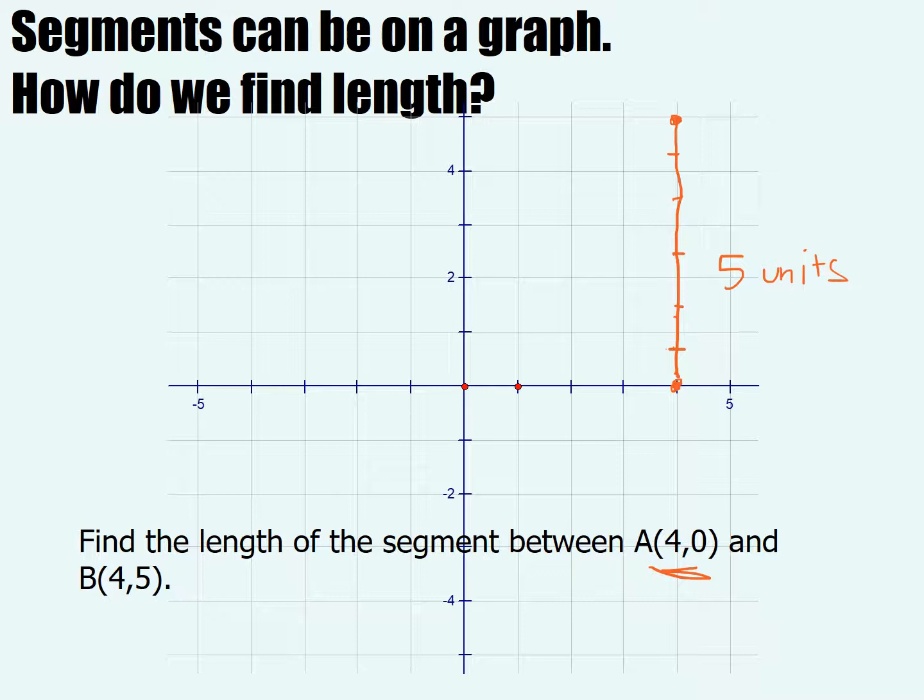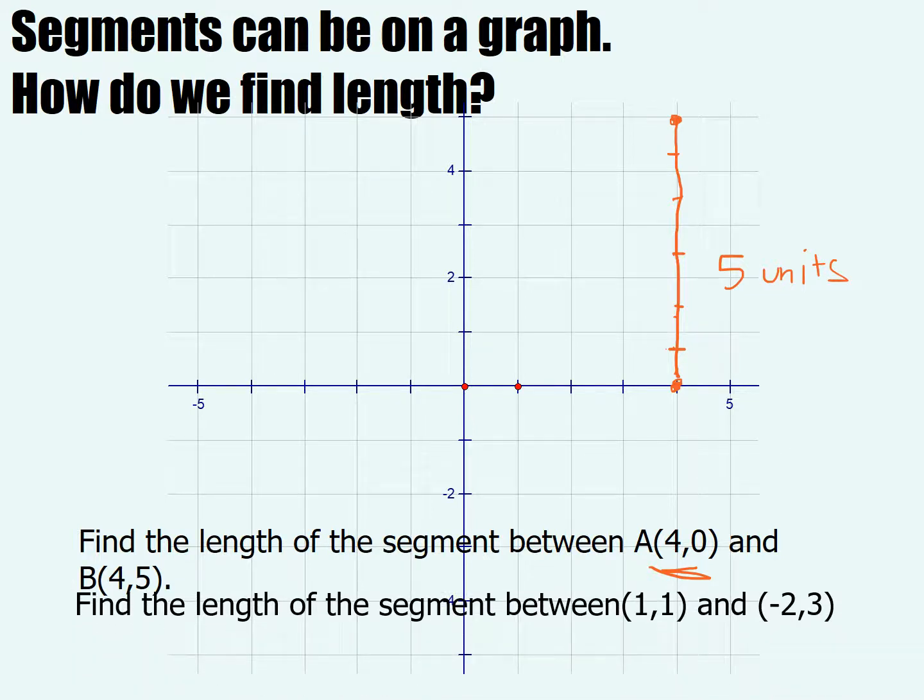So then I talk about, well, what happens if I find a length that's not on a straight line? So let's plot these 2 points. I'll plot these in blue. The segment between (1, 1) and (-2, 3).